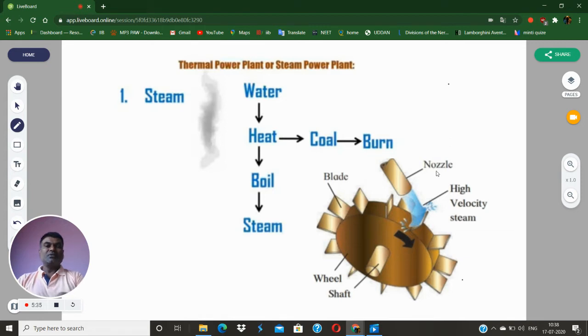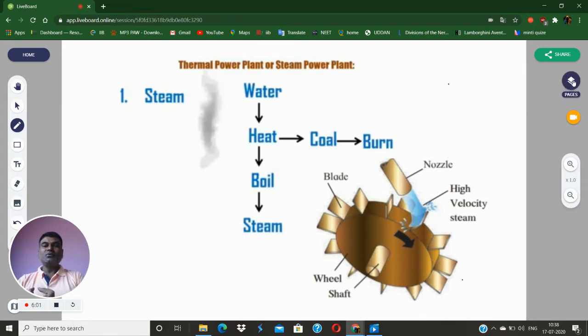So I have tried to show the broad concept of a thermal power station. समझ में आ रहा है बेटा. This is a thermal power station and the power plant. Yes, okay. We have used here a steam power. हमने यहाँ पे क्या यूज किया बेटा? Steam power. इसको हम steam power plant भी बोल सकते हैं. Steam power plant और thermal power plant.